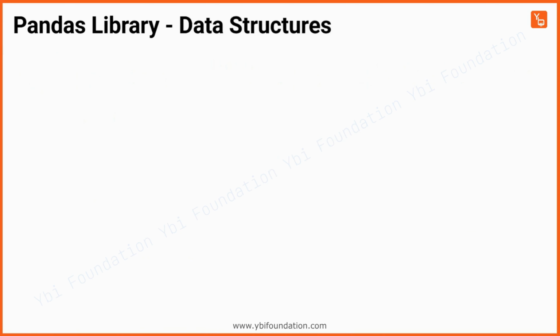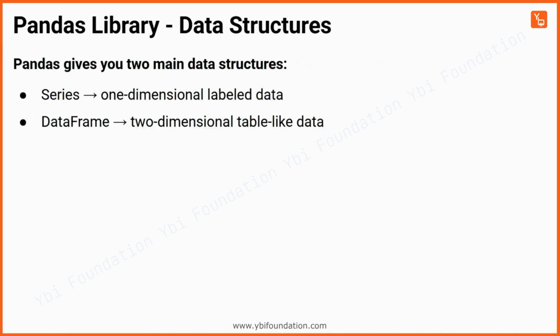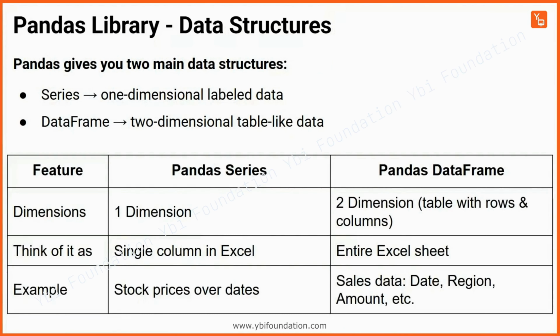Now look at the various data structures available in Pandas. There are two main data structures, one dimension called a Series and two dimension called a DataFrame. If we compare these two data structures, a Pandas Series is one dimension, like a single column in Excel. So if we want to store stock prices over a period of time or GDP over a period of quarters, a time series can be stored as a Pandas Series.